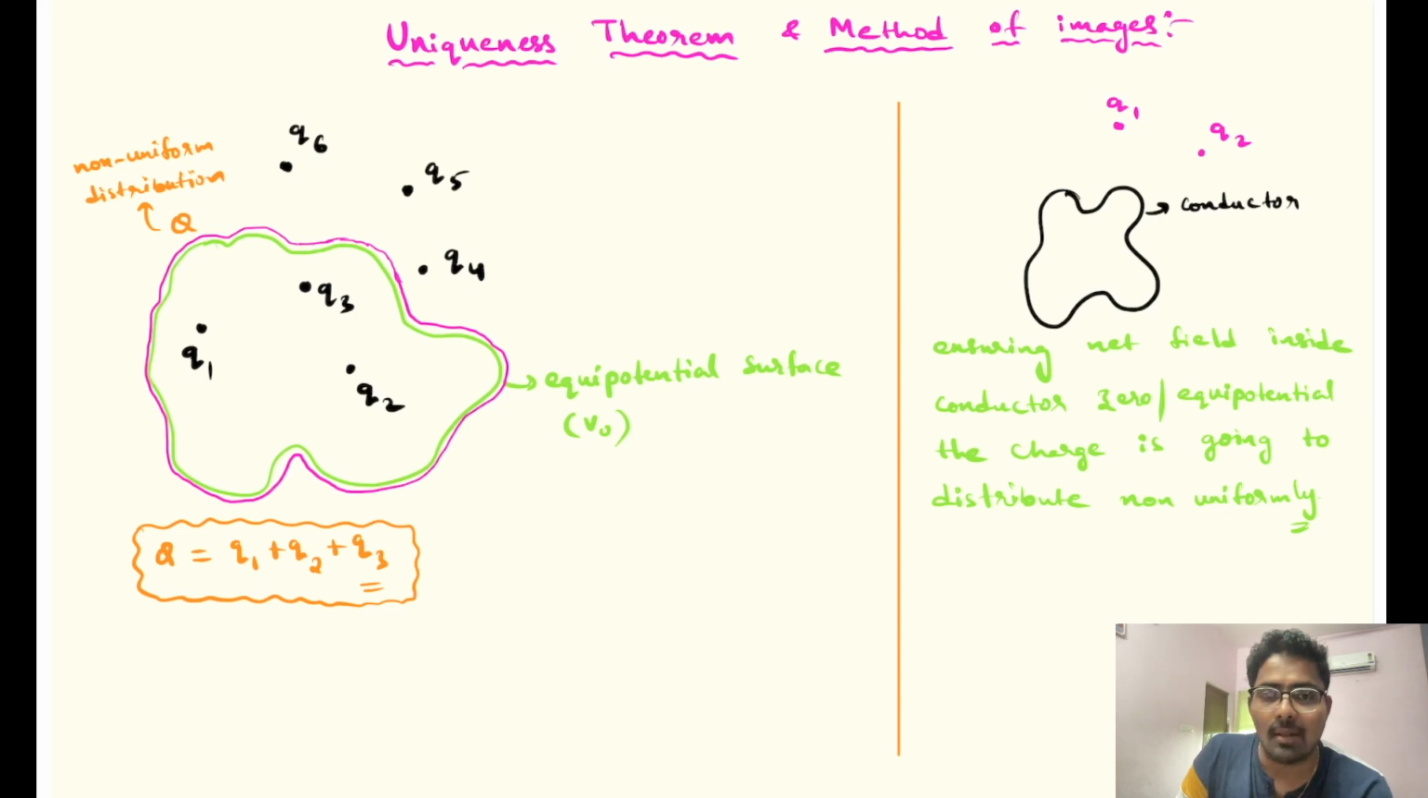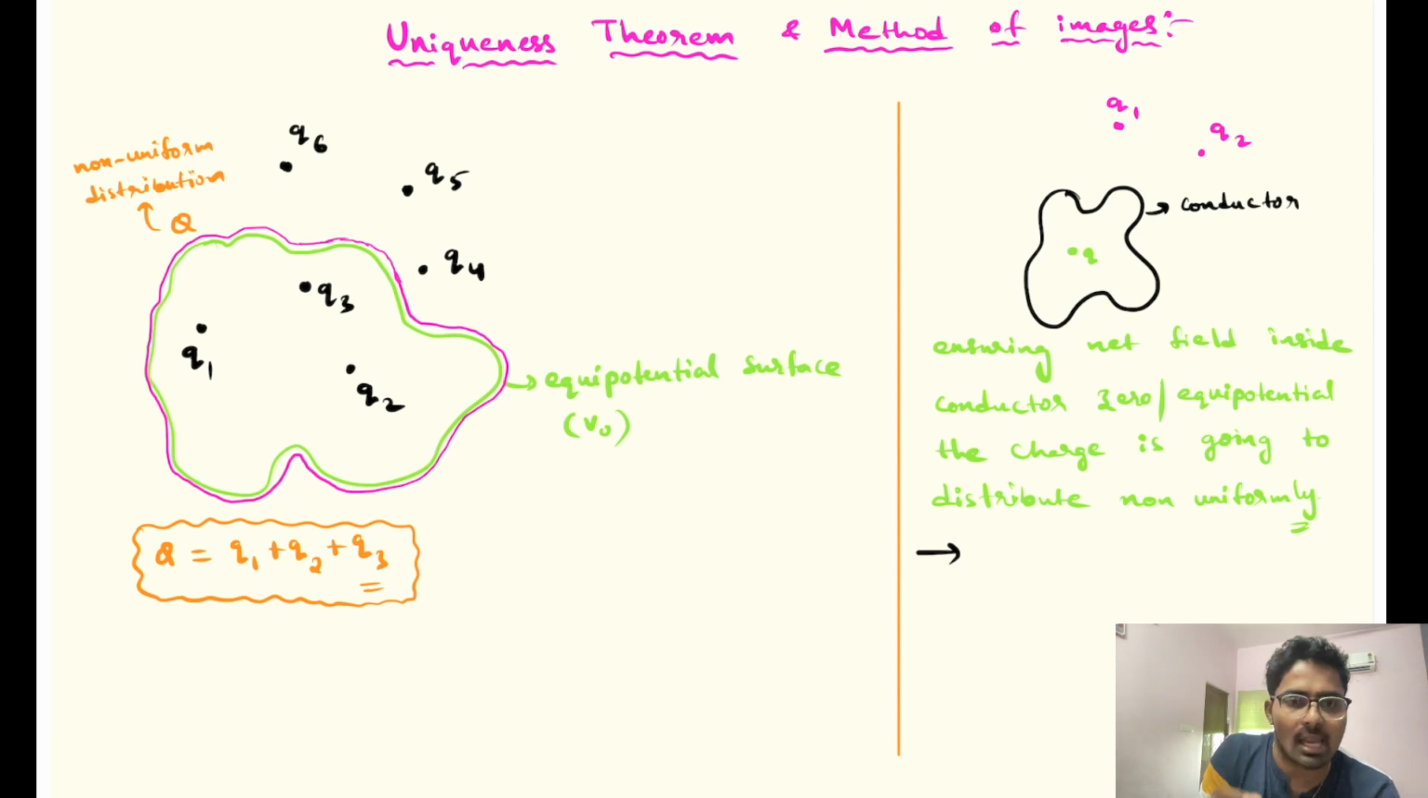Uniqueness theorem says there exists a charge inside this. Let me take it as Q3. I don't know where that Q3 charge is. So, a very important point: there exists a charge Q3 which will ensure that we get an equipotential surface just the same as the surface of the conductor. Try to understand this.